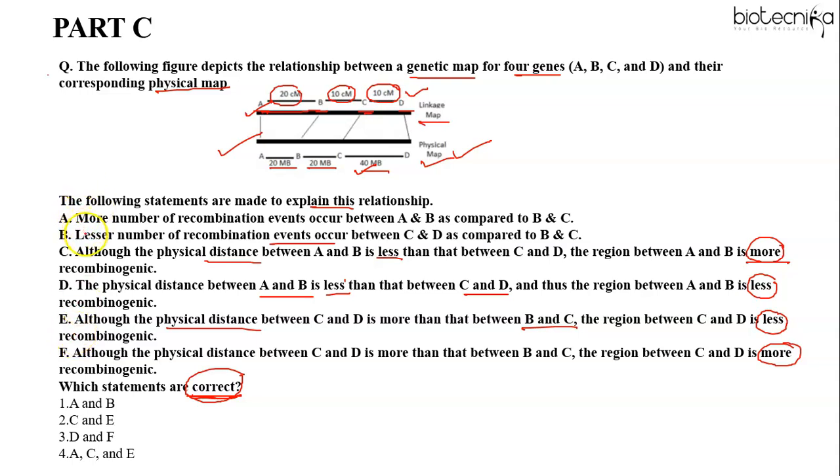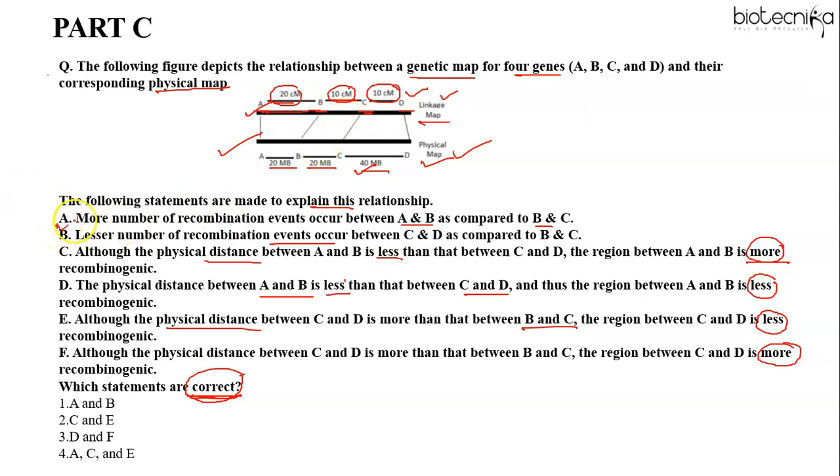Statement A is more number of recombination events can occur between A and B as compared to B and C. So recombination events, as we are talking about, we'll look at the linkage map because they are based on the recombination and linkage studies. So A and B distance is 20 centimorgan and B and C is 10 centimorgan. As we all know, farther the genes apart, more chances of them to undergo recombination. So yes, this is correct.